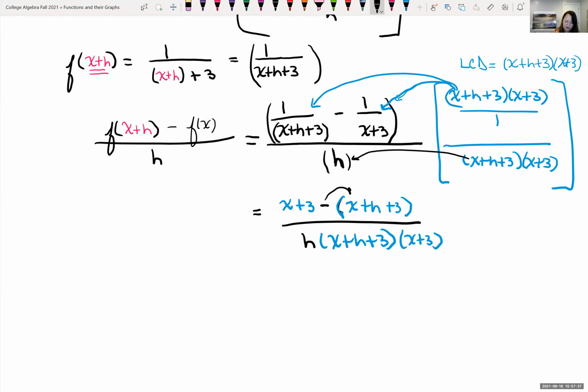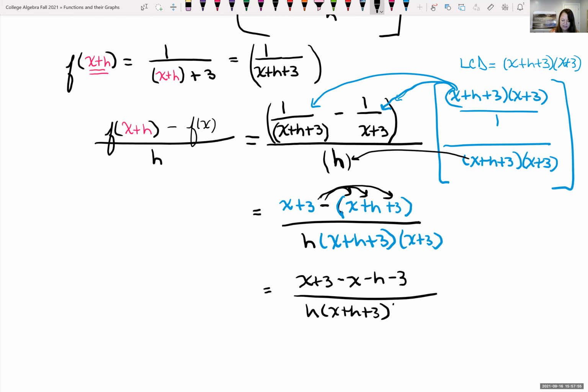So we're almost there. We're going to distribute this negative and then combine like terms in the numerator. So we have x plus 3. Distributing the negative, we get minus x minus h minus 3 all over h, all times the quantity x plus h plus 3, that quantity times the quantity x plus 3 in the denominator. So notice you have an x minus x in the numerator, those cancel out, and we have a 3 minus 3 in the numerator, and that also cancels out. So all we're left with in that numerator is a negative h.